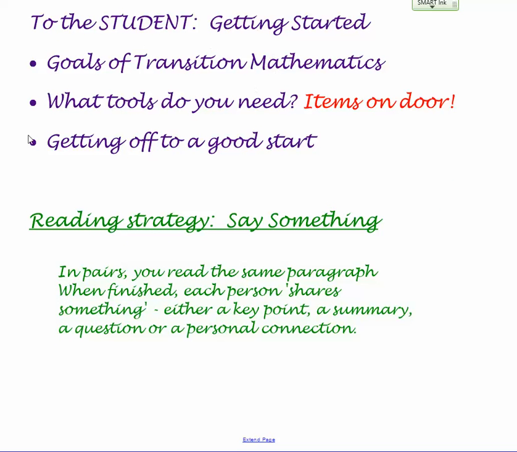And then we began by doing a partner read or a group read, and we were looking for what are the goals of transition mathematics and what tools do you need. And the ones that are in this section of your book, I told you to just ignore. We don't use a graphics calculator. So the items on my door, what you bring to every class: your red binder with your homework in it, your planner, your pencil case, and your scientific calculator. And then getting off to a good start. Getting off to a good start means you really need to understand how your book is organized. So we spent the rest of the period on that.